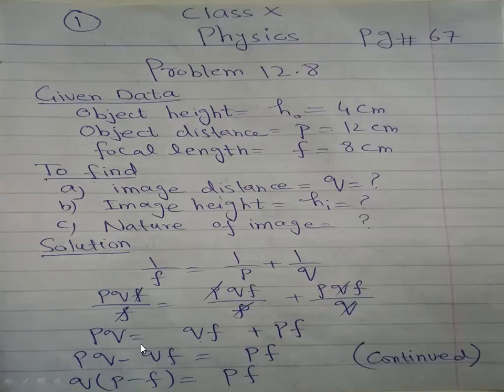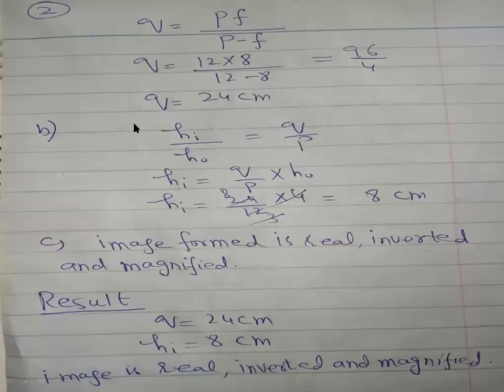Since I need to find out q, I keep plus PQ over here and QF here. If QF goes to the other side of the equation, it will be minus QF. So taking q common, what is left in the bracket? P minus f. Since I want to separate out q, q will be equal to PF, and P minus f will be divided here.